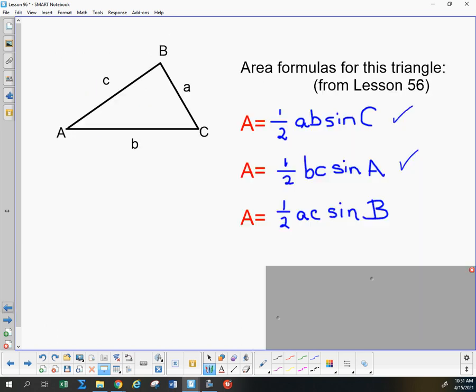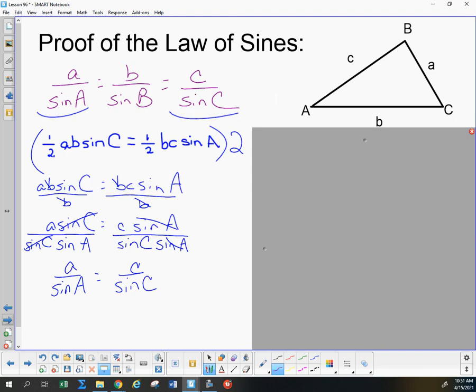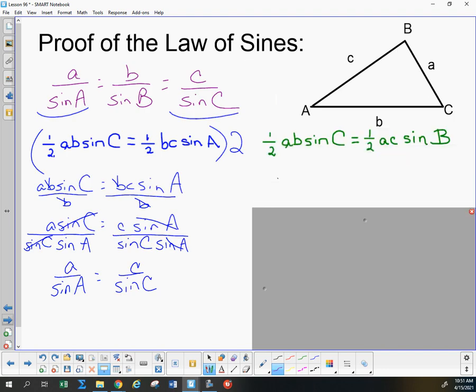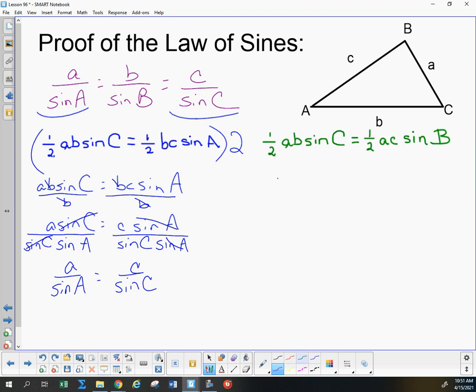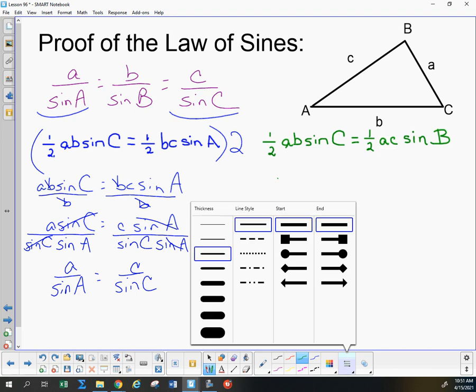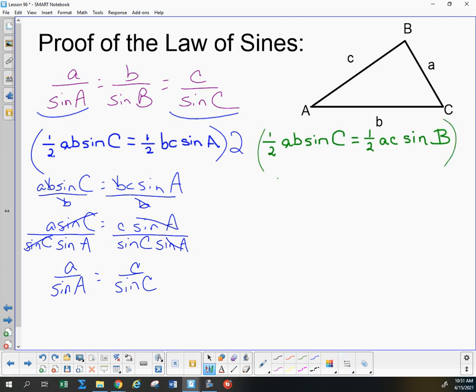So I'm going to take another look at these three formulas. So far I have used the first two, but I need to use the one that has sine B in it. So I'm going to put that together with one of the other ones. I think I did it with sine C here. And set those two equal. And then I'm going to repeat the process. I am still not very crazy about fractions. So I'm going to multiply both sides by 2, which gives me AB sine of C equals AC times the sine of B.